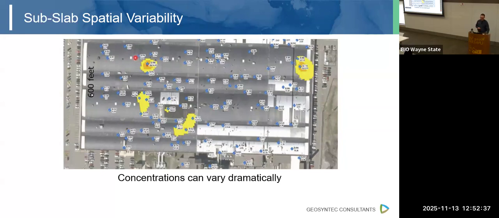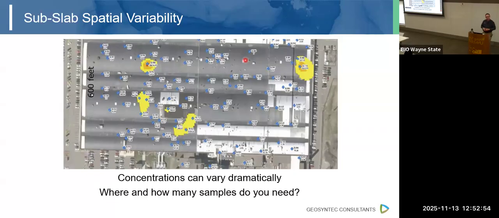But if you're looking at the size of these hotspots and the gaps in between some of these vapor pins, there's a chance that there's a whole hotspot that's missed here, even though they've put in 100 vapor pins to characterize this slab. So again, how many samples do you need? Where should they go? How many do you need to collect? How do you collect them?